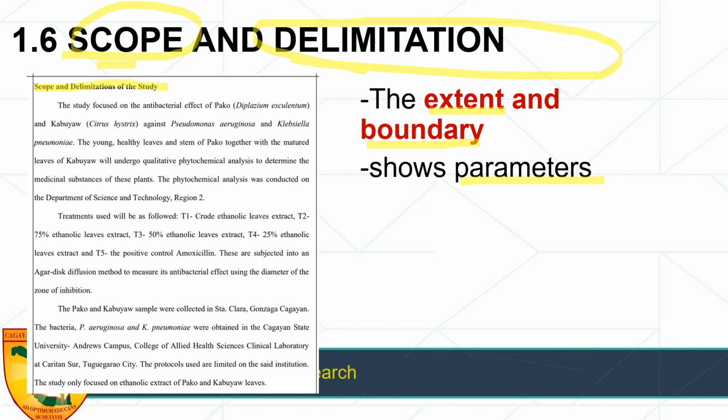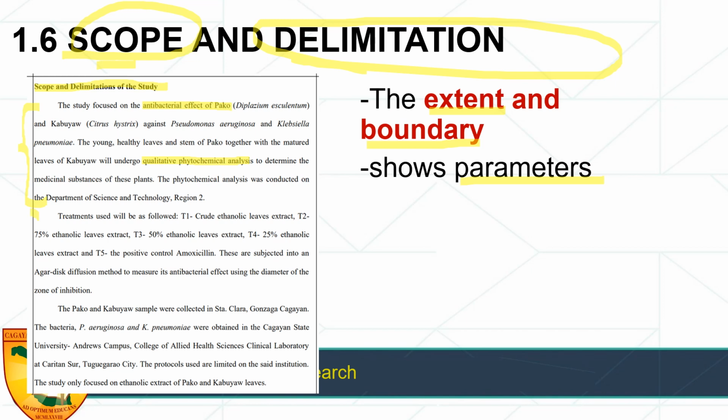In the first paragraph, you will see the scope. It only focuses on the antibacterial effect of pako and kabuyaw against Pseudomonas aeruginosa and Klebsiella pneumoniae. You will see that this is their scope in terms of objective. And they stated here that young healthy leaves and stem of pako together with the matured leaves of kabuyaw will undergo qualitative phytochemical analysis to determine the medicinal substances of these plants. This part talks about the scope in terms of their methodology.